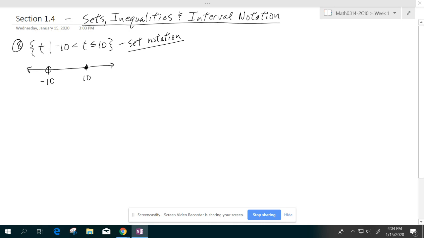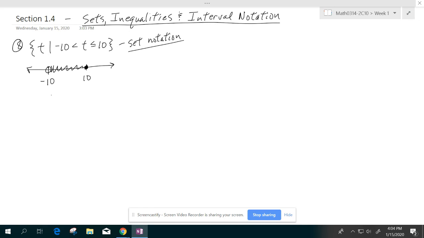So far, so good? And then we know the shading is going to be in the middle, because it says t is less than or equal to 10, which has to be to the left of 10. But if it's bigger than negative 10, it's going to have to be to the right. Do y'all understand that? Now that I've got a graph, it's going to be a lot easier to write the interval notation. What interval notation says is what is shaded from left to right.